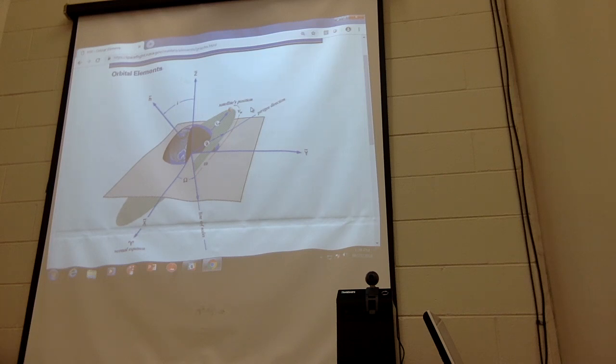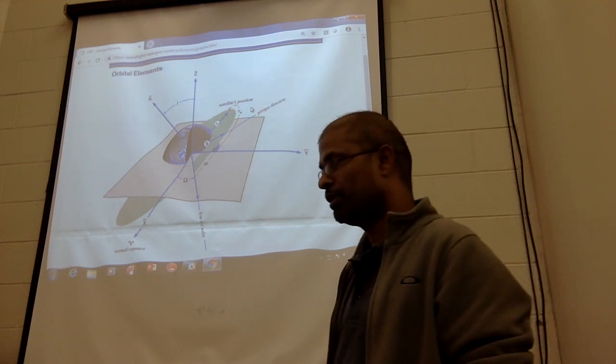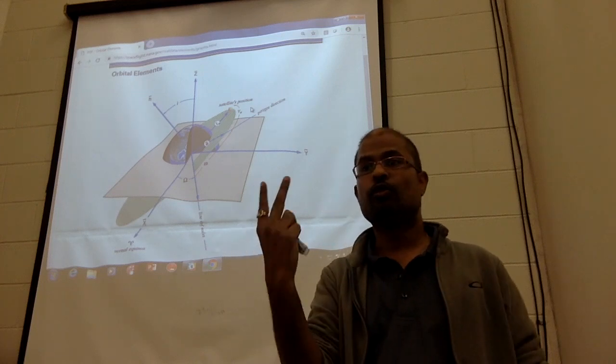Now, all orbits are unique, and there are 6 elements which make up the uniqueness. That's what you have to learn from here, and that's going to be a big part of your next test. We have already discussed 2 of these unique elements.